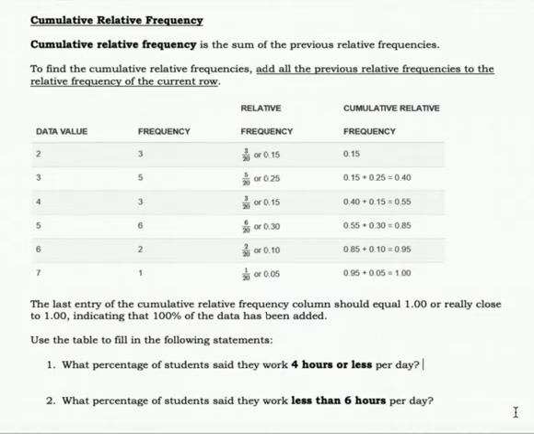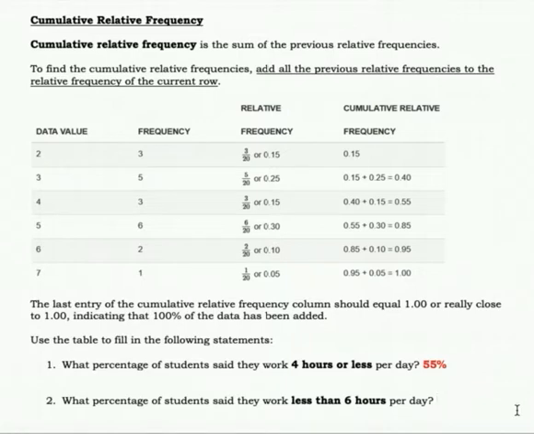Remember, 0.55 was calculated by adding on the relative frequency for 4 hours per day, 3 hours per day, and 2 hours per day. So that 0.55 represents 55%. That 55% represents the students who said 2 hours, 3 hours, or 4 hours. So 55% of students said they work 4 hours or less per day.